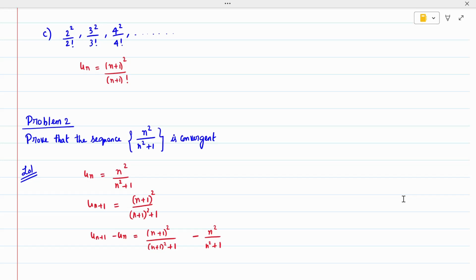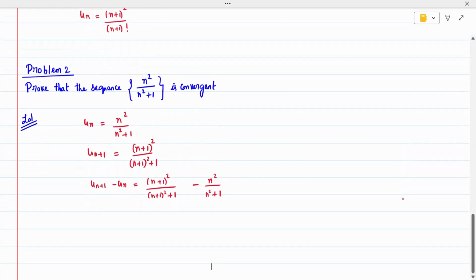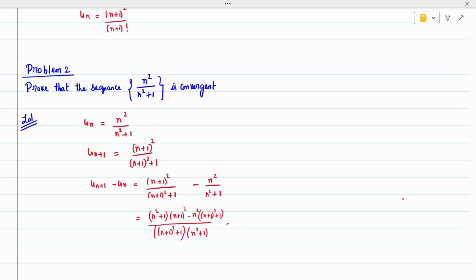Take an LCM. So we need to take an LCM of both the terms. The denominator is n plus 1 the whole square plus 1 into n square plus 1. We take an LCM. Now multiply this into this. So when I multiply it, you multiply and check: n squared plus 1 into n plus 1 the whole squared, minus n squared into n plus 1 the whole squared plus 1. So multiply it in the numerator.